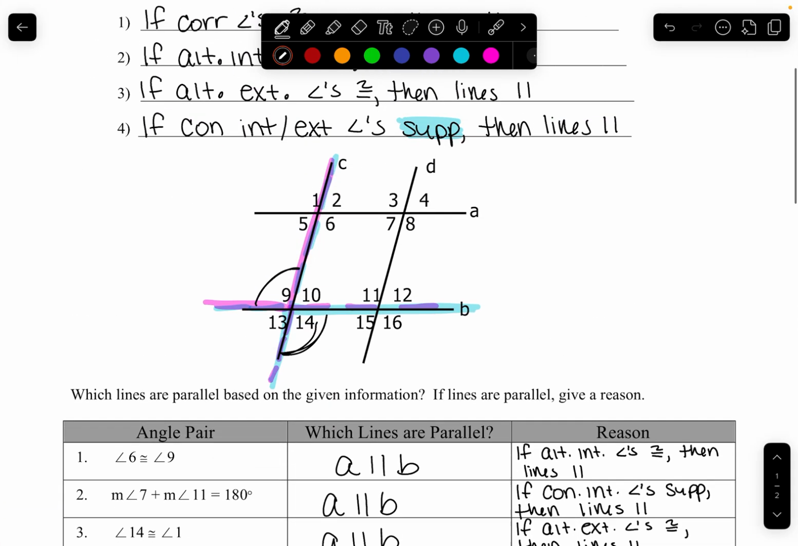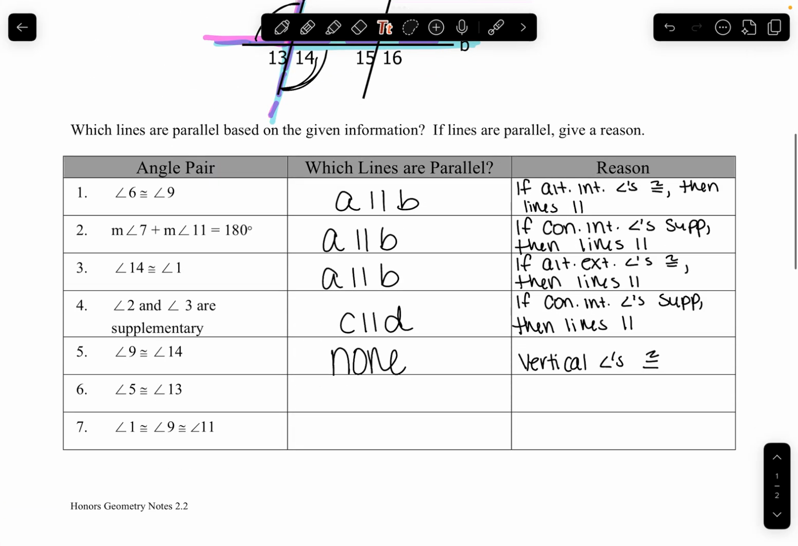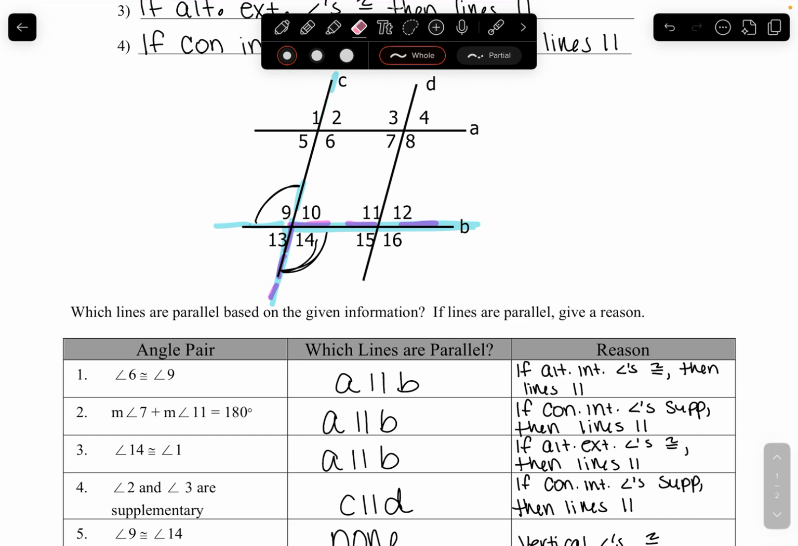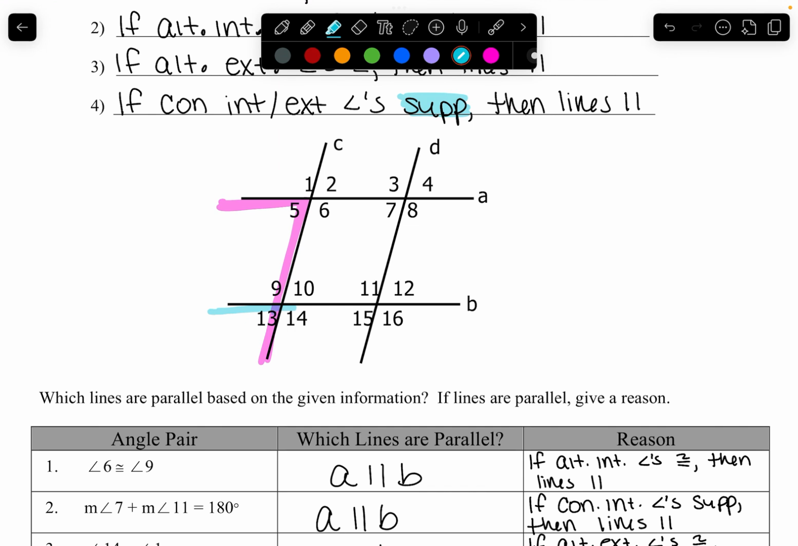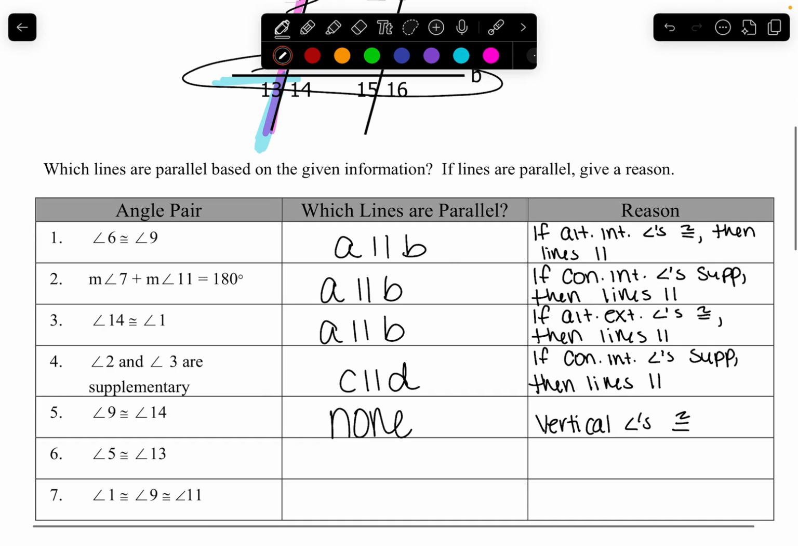All right, let's look at 5 and 13. All right, here's angle 5. Here's angle 13. It appears as though angles 5 and 13 share line C. So that's going to be their transversal, which means that they are going to have line A and B as their parallel lines.